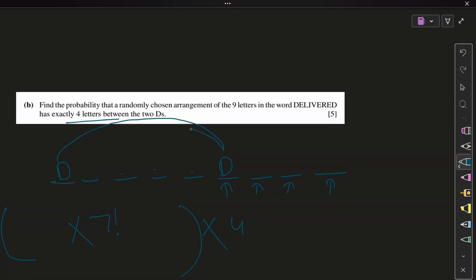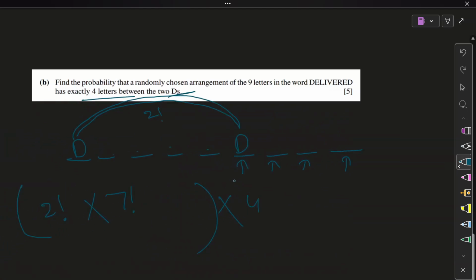These two D's, they can move around, right? And the condition will still be met. The two D's have 4 letters between them. And I'll go for 2 factorial. Now I want to divide this and remove it, right? But I won't because I want the repeats to be part of this. So add a 2 factorial there as well. So 2 factorial into 7 factorial into 4. That's your numerator. I did not remove the repeats.